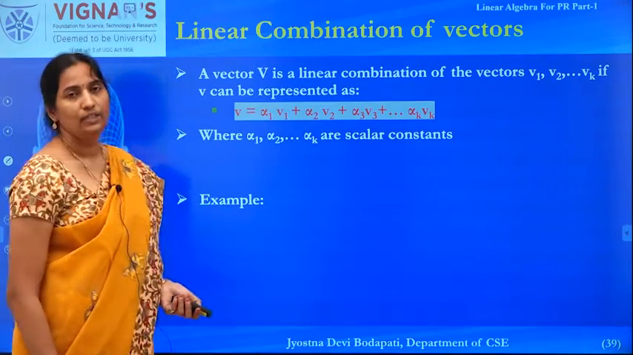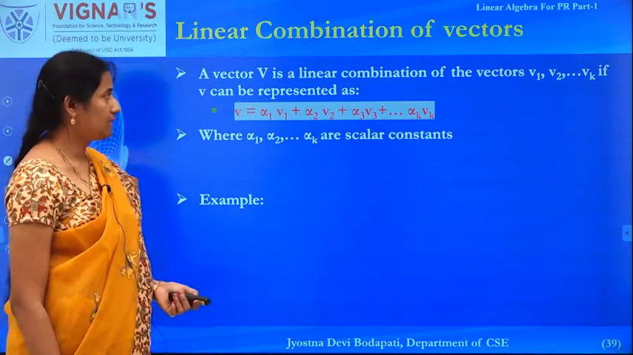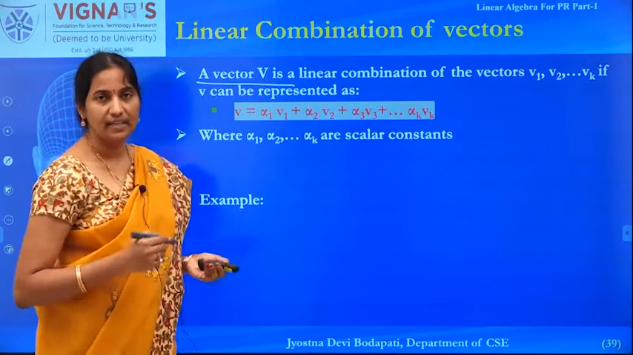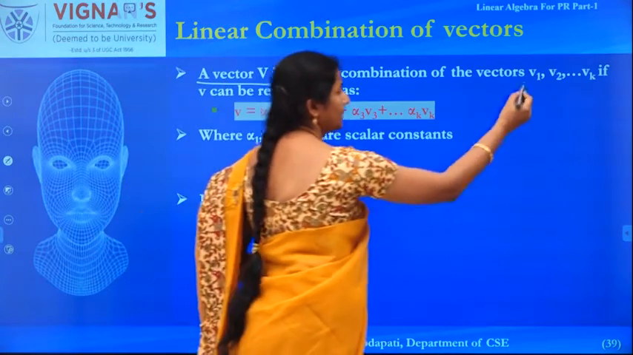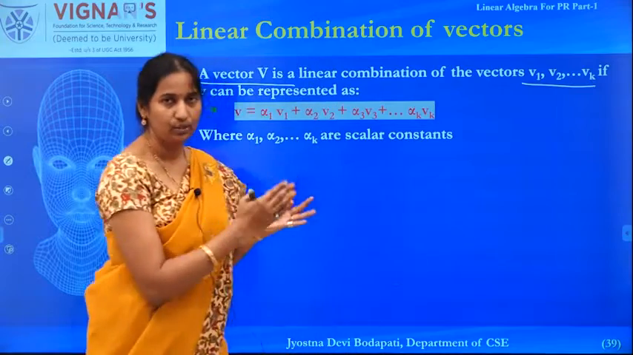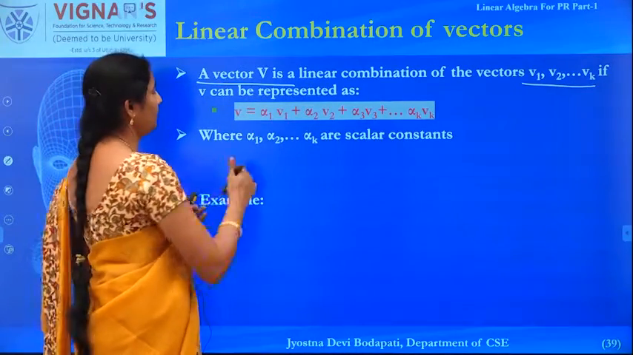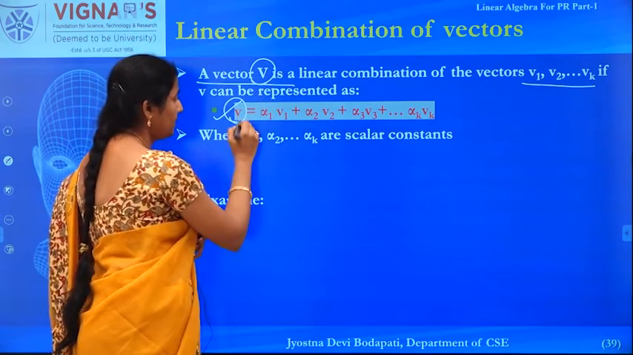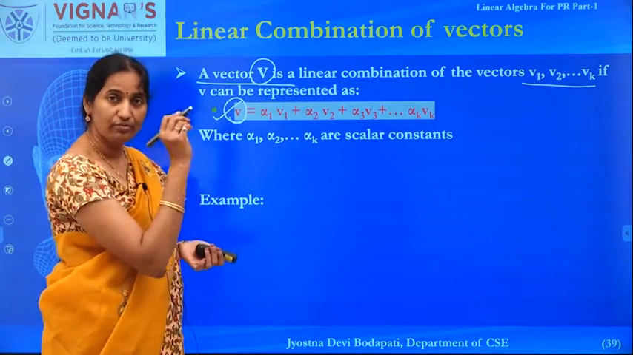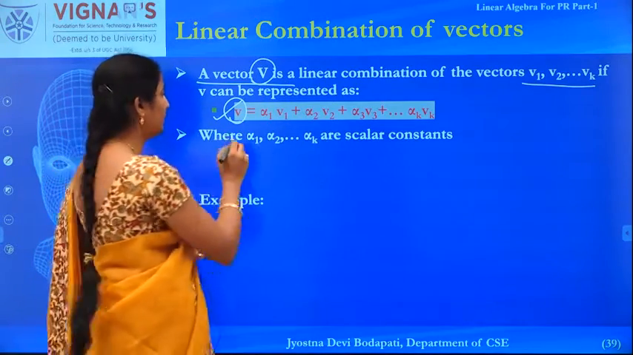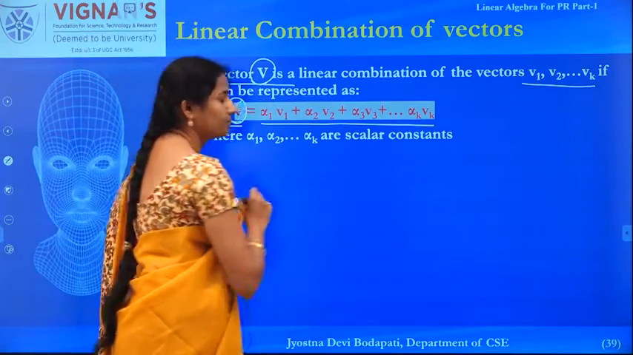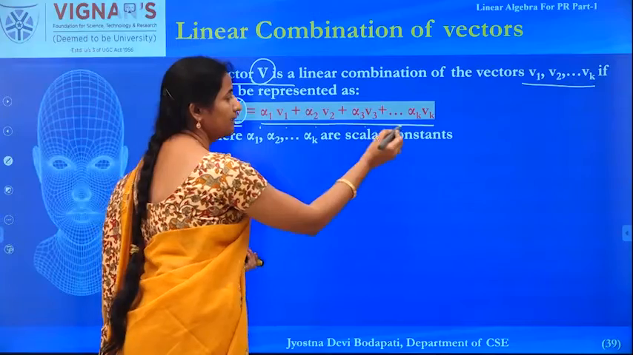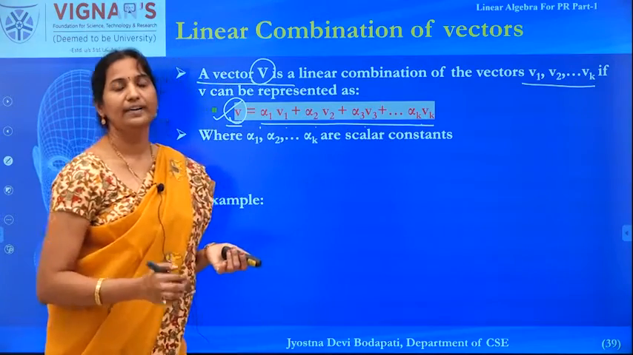Now, let us see what the linear combination of vectors is. A vector v can be written as a linear combination of a set of k vectors v1 to vk. The given vector v can be represented as a linear combination of k vectors when you can write the vector v in this form: alpha 1 v1 plus alpha 2 v2 plus alpha 3 v3 and so on plus alpha k vk.